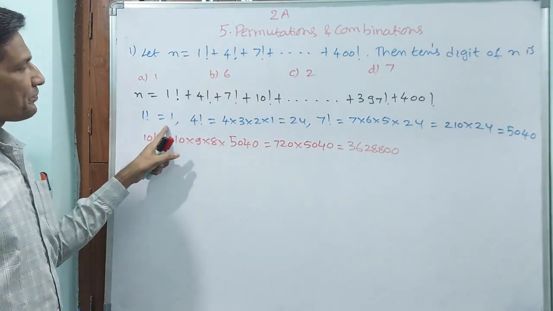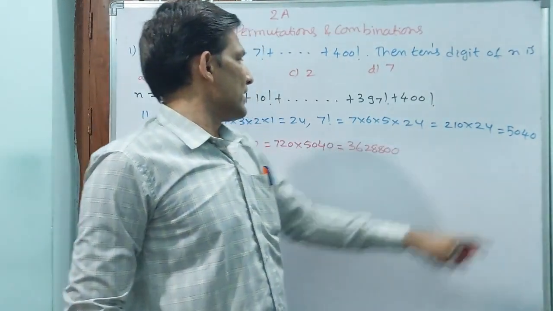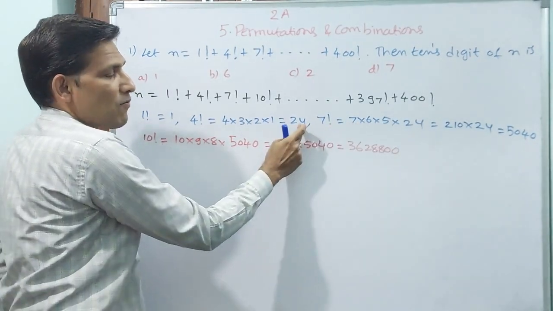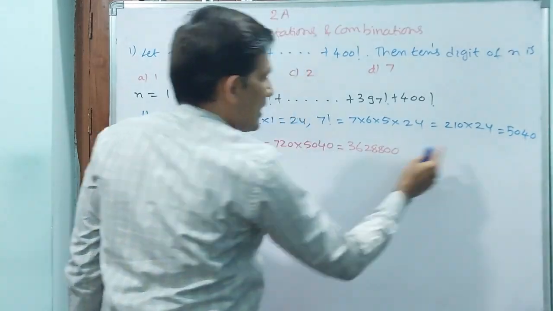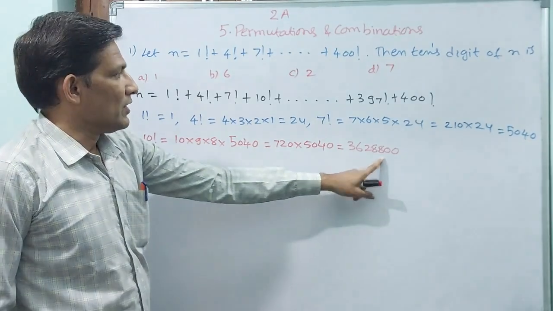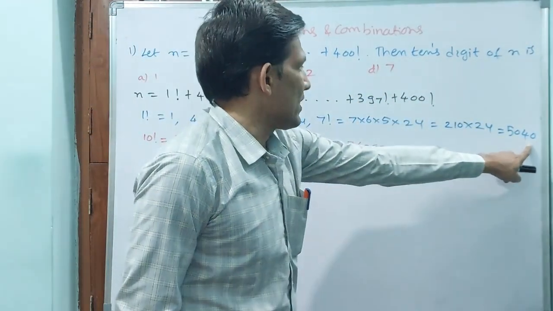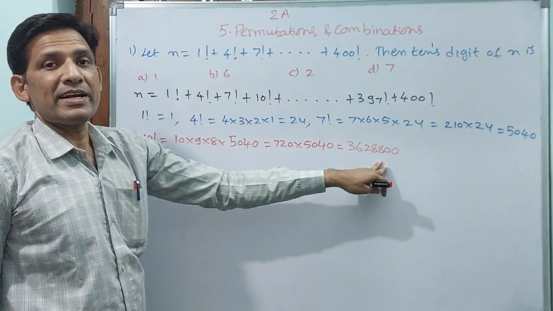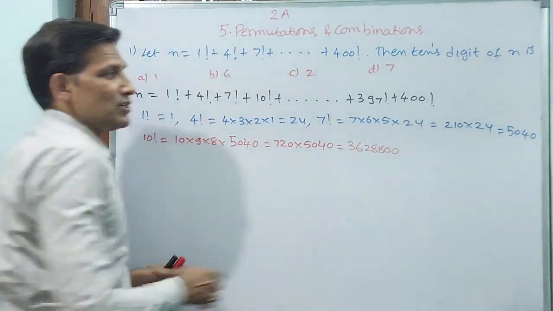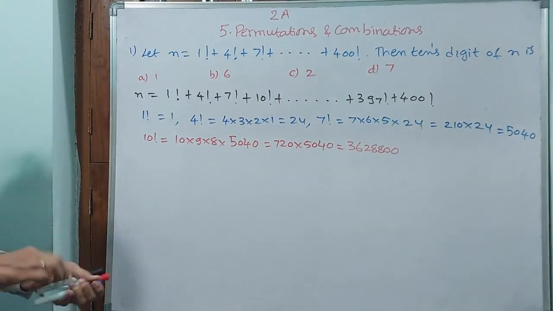1 is there, 24 is there, 5040 is there. This 4 has been multiplied with some number: 4 has come, but 0 has come, this 40 again multiplied, 00 and 8 has come. Again 800 is going to be multiplied, and 600 or something is going to come. That means these zeros are going to increase. Understand the logic? See what I am writing.